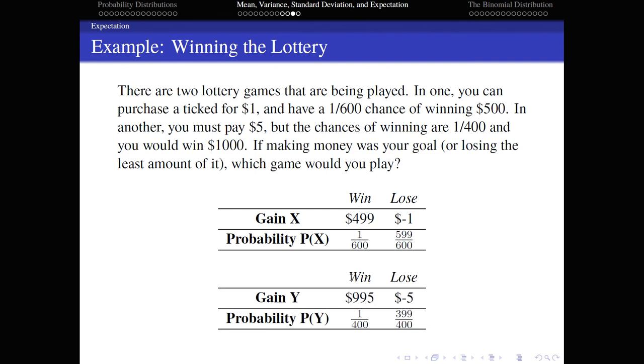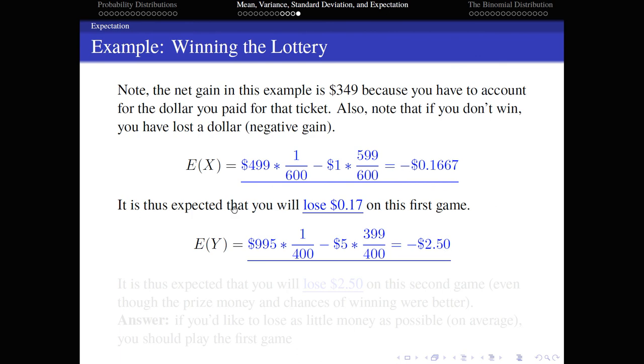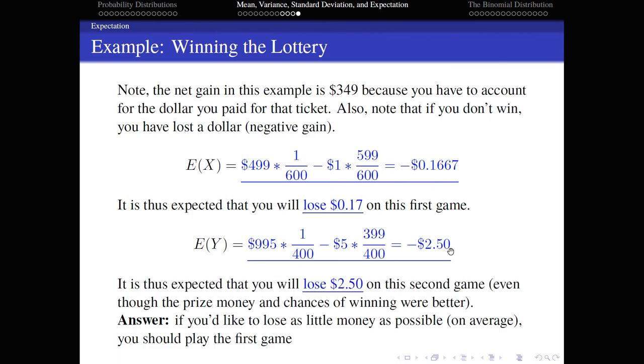So for the question, remember, which game would you play is the actual question you're being asked. We put together a table of expected values for both games to determine how much we would expect to make or lose, and then we used a comparison between these two numbers to determine that if we'd like to lose as little money as possible, we play the first game, or the first lottery.